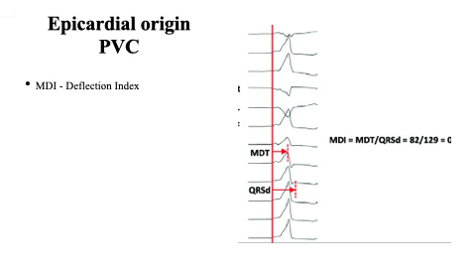LV structures. The maximal deflection index is the interval between the earliest ventricular activation and the maximum deflection in each precordial lead. The shortest interval is divided by the QRS duration. An MDI of greater than or equal to 0.55 had a high sensitivity and specificity to identify an epicardial ventricular tachycardia origin in patients without structural heart disease.